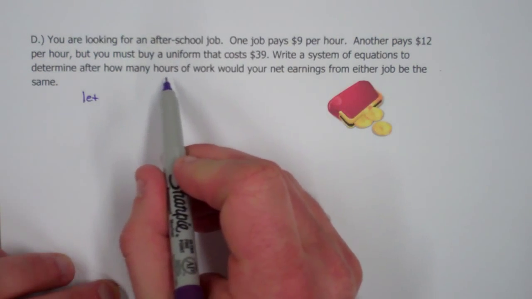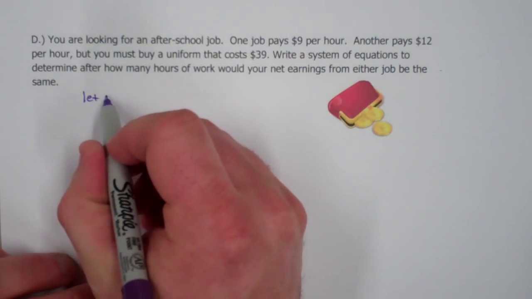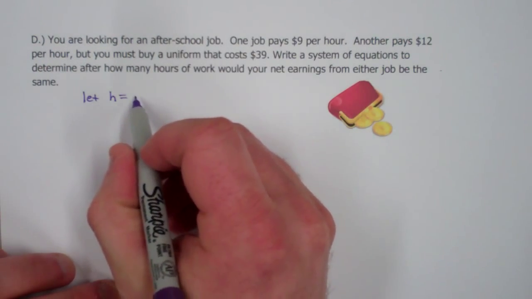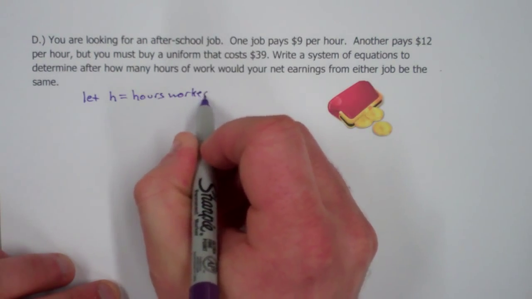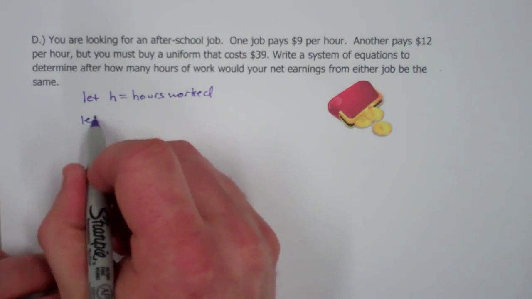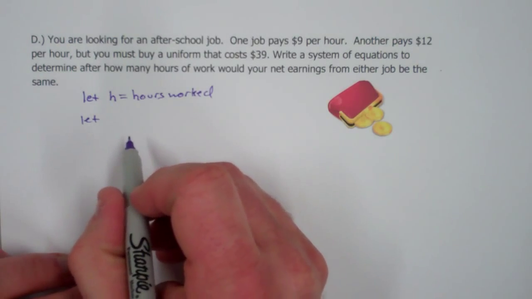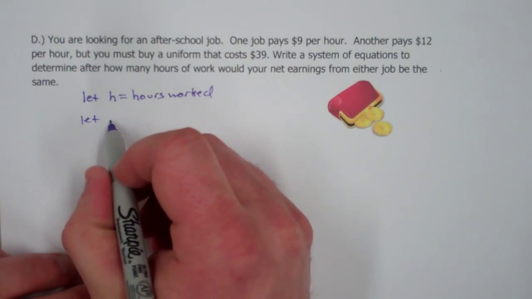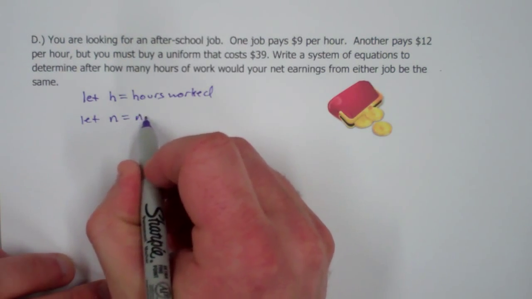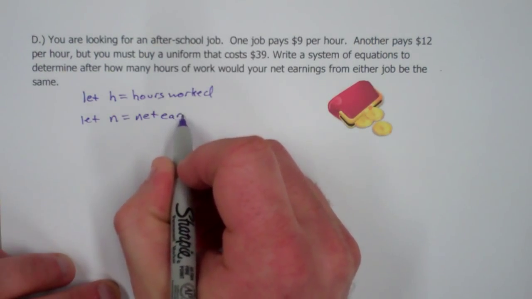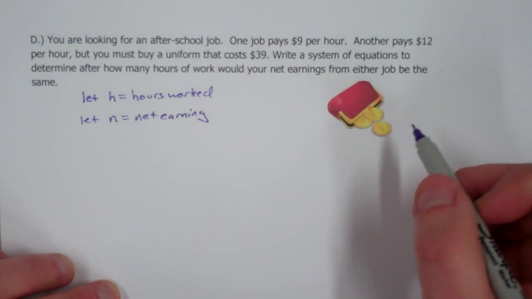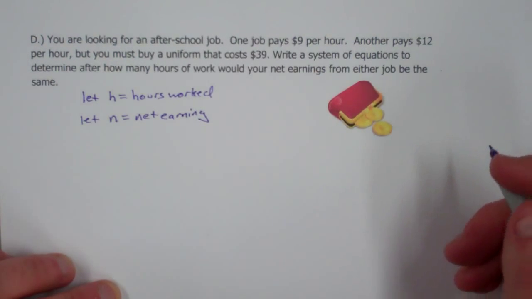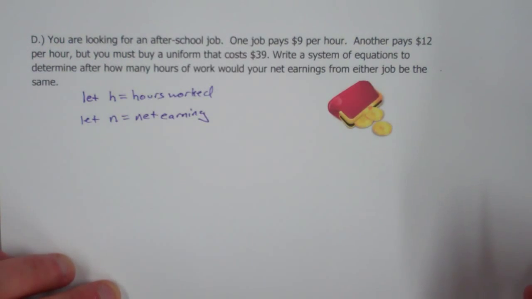Well, let's see. We have how many hours of work. So let's let H equal the hours worked. That'll be our time component in this one. And let's let, I don't know, how about N equal the net earnings? This will be like the total amount that you get from the job. So if you wanted to use T or something, or D for dollars, it'd be fine.